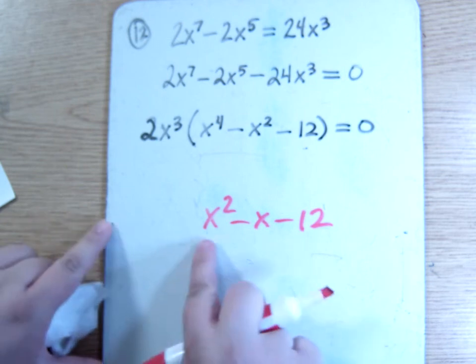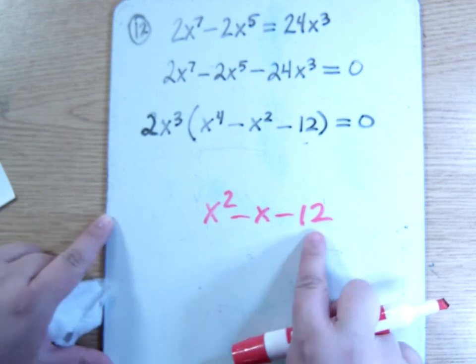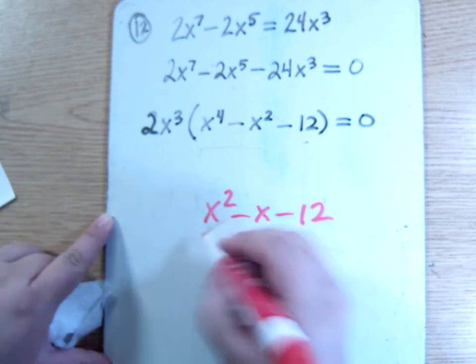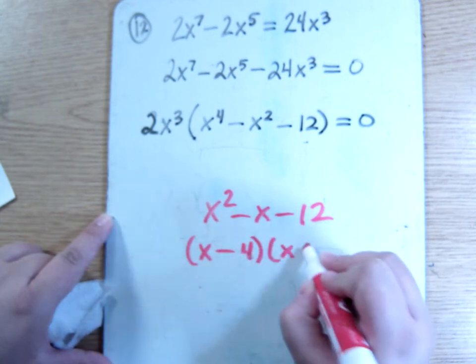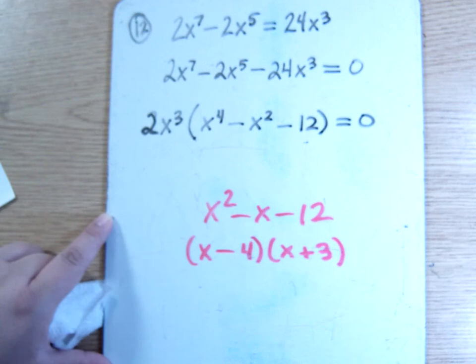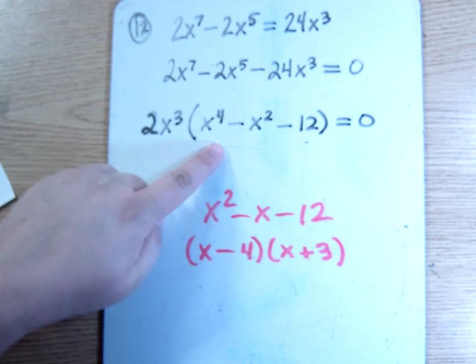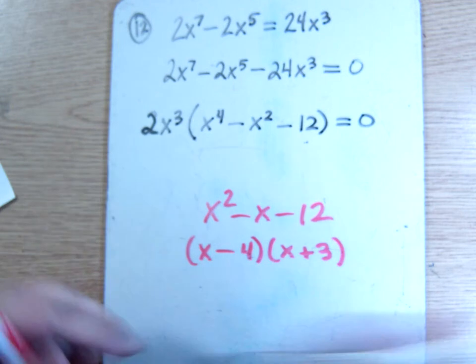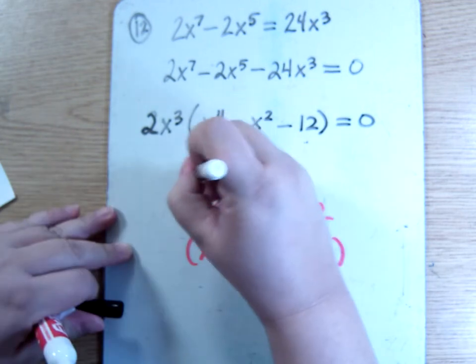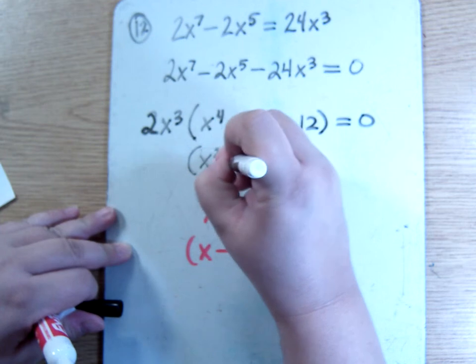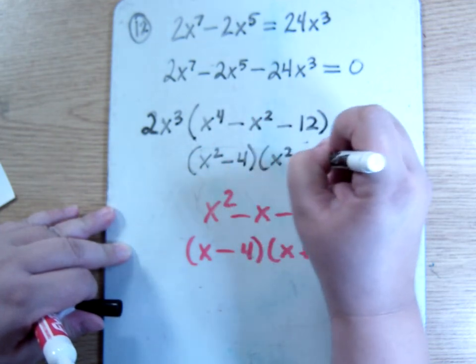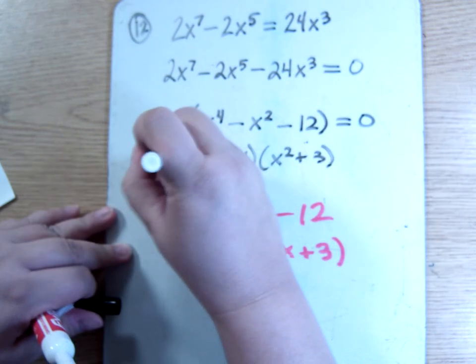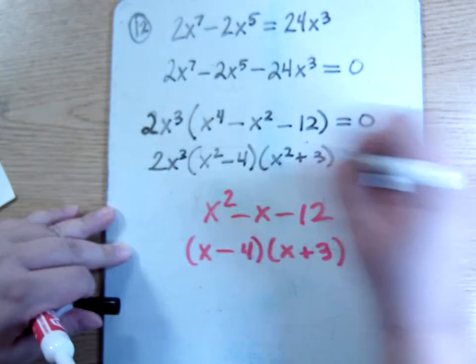Okay, so think about how you would factor this. Two numbers that multiply to give you negative 12 and add to give you negative 1. Negative 4 and positive 3. So that's exactly what this is going to be, except the exponents are twice as big. So I'm going to have x squared minus 4 and x squared plus 3. And I still have that 2x cubed out front.